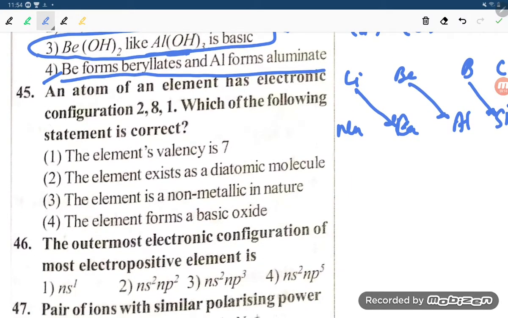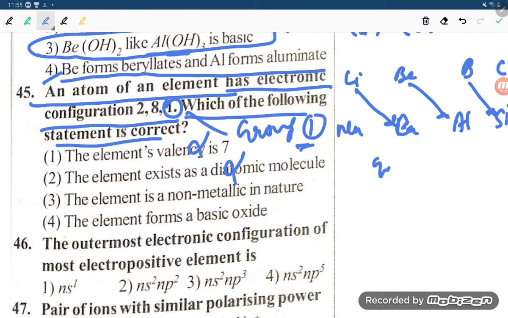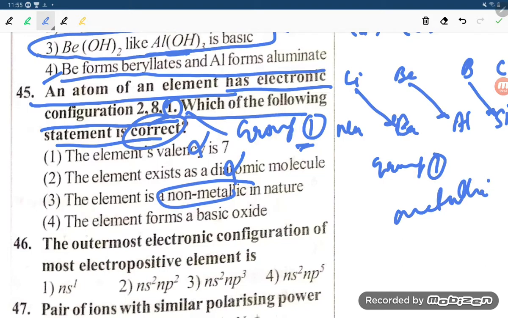Question number 45. An atom of an element has electronic configuration 2, 8, 1. Which of the following statements is correct? 2, 8, 1 means group number 1. So the element valency is 7? No, valency is 1. The element exists as a diatomic? No, a group 1 element is monoatomic. And they are asking for the correct statement. The element is non-metallic in nature? No, group 1 is metallic. Next, the element forms a basic oxide. That is okay, metal oxides are basic. So the correct option is option number 4.